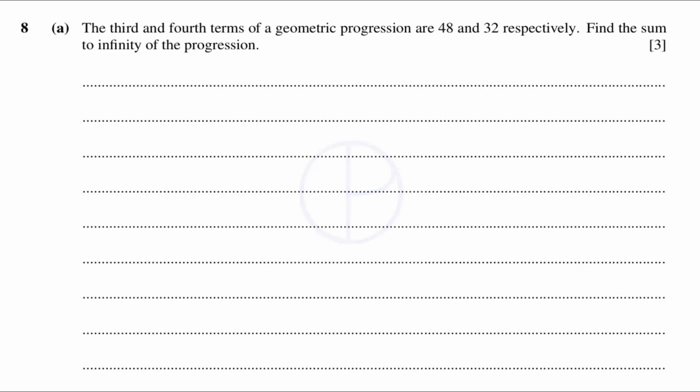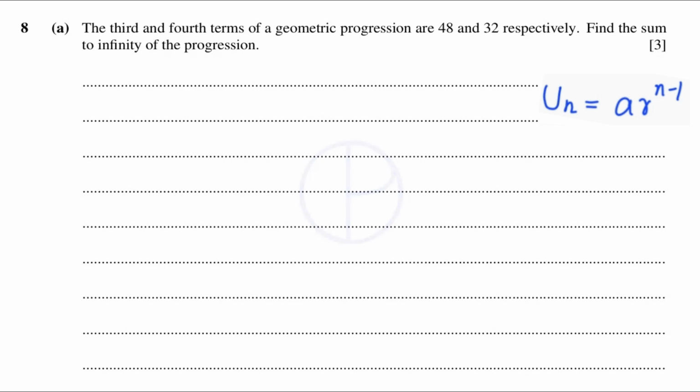The third and fourth terms of a geometric progression are 48 and 32 respectively. Find the sum to infinity of the progression. So it is a geometric progression. Third and fourth terms are given. So what's the formula for the nth term? a r power n minus 1.